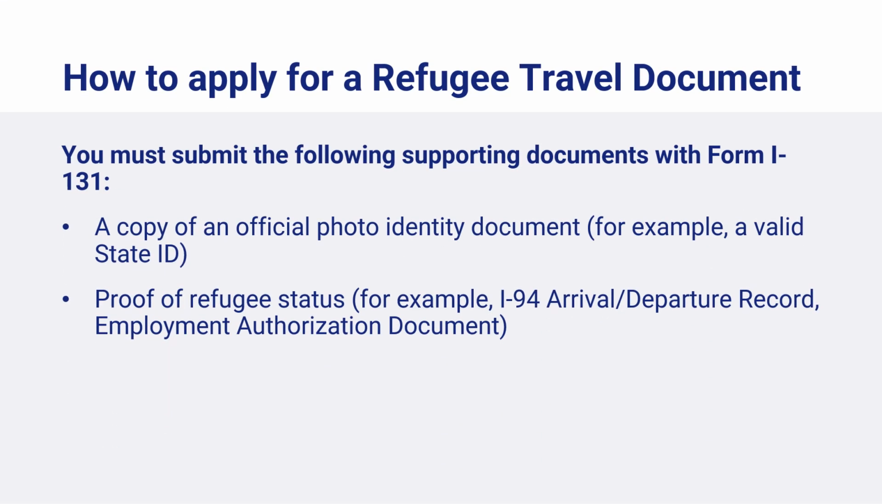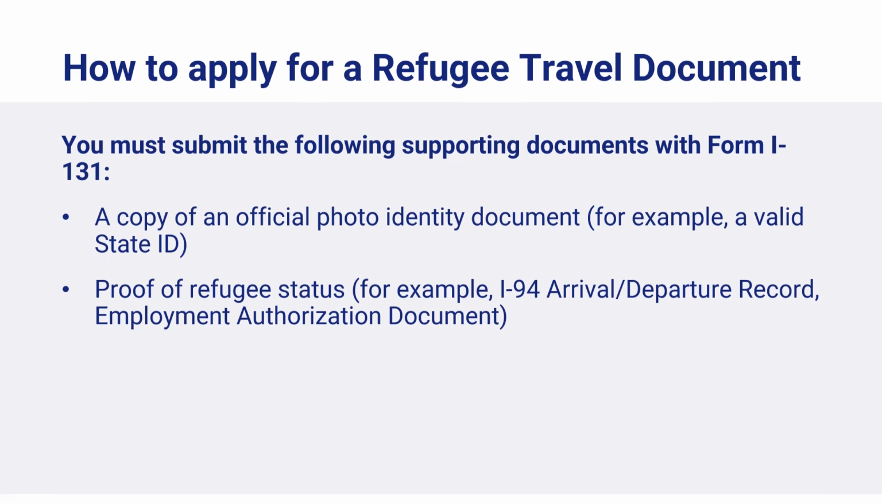You must submit the following supporting documents: a copy of an official photo identity document, for example, a valid state identification, and proof of refugee status, for example, I-94 arrival and departure record or a valid employment authorization document.